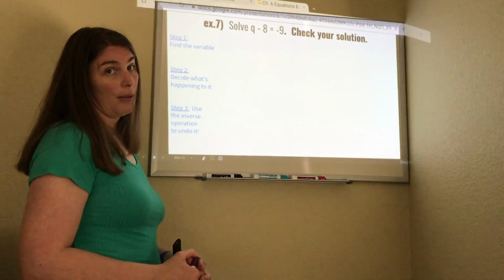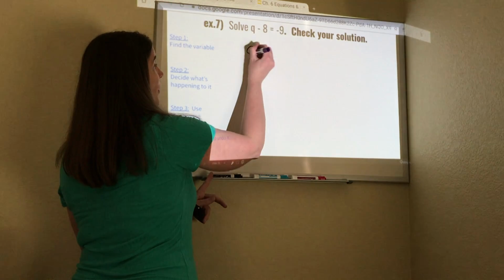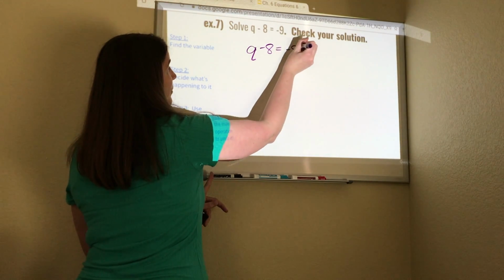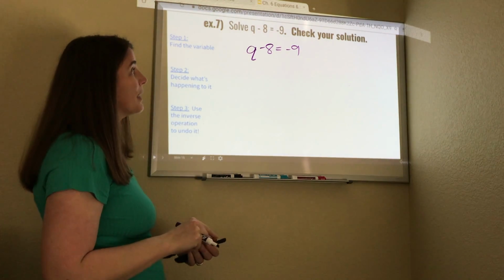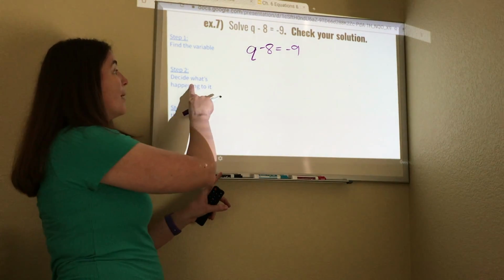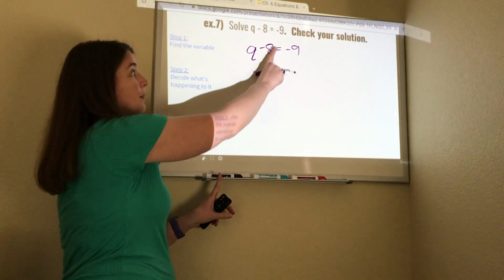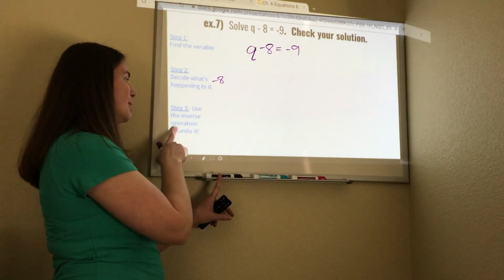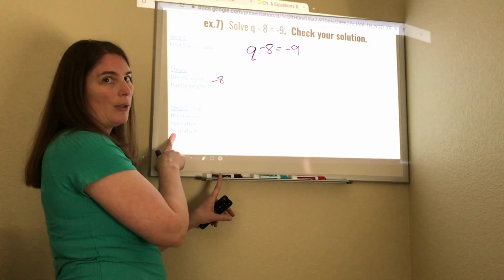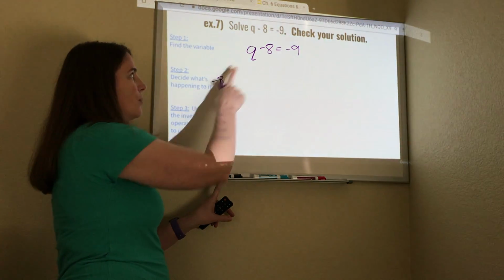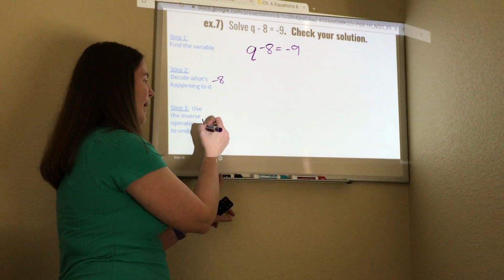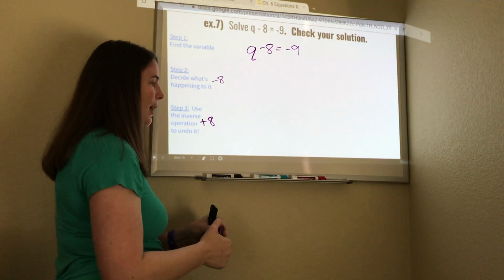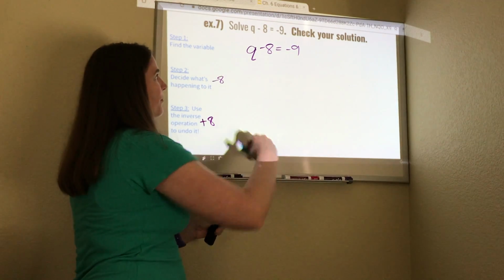All right, so the first step, write your problem. So I have q minus 8 equals negative 9. What's happening to the variable? I'm subtracting 8. I need to use the inverse operation to undo it. So what's the opposite of subtracting 8? Adding 8. So I'm going to add 8 to both sides of my equation.